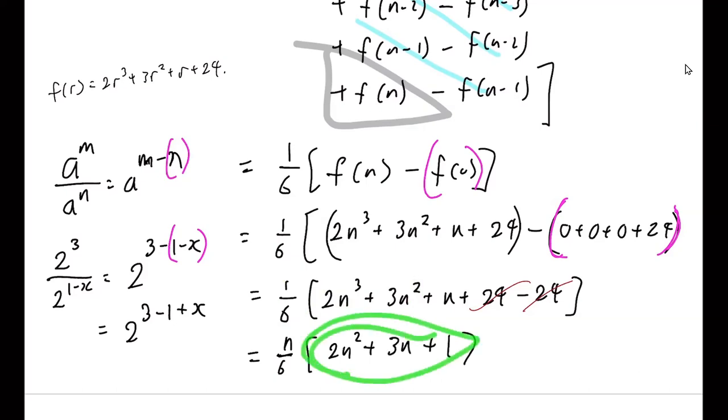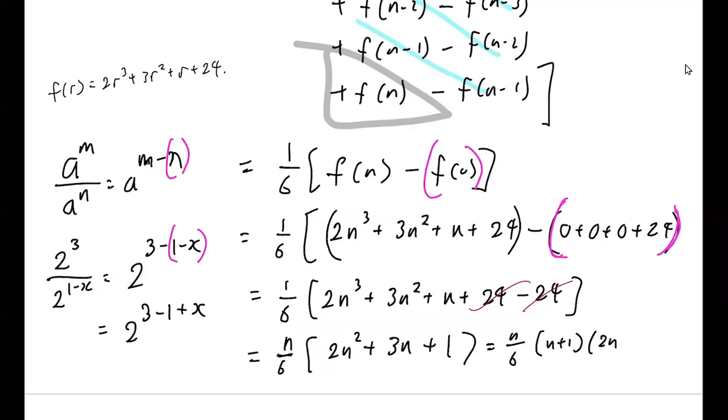Then you can also factorize this a little bit, and you will get, let me just double check, I can't remember. 2, 3, 1, you get n plus 1 times 2n plus 1. Yeah, that's right. Okay, that's the formula.